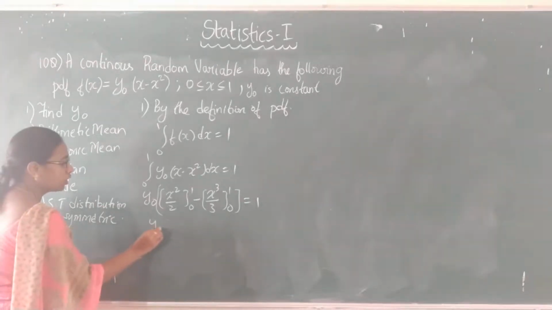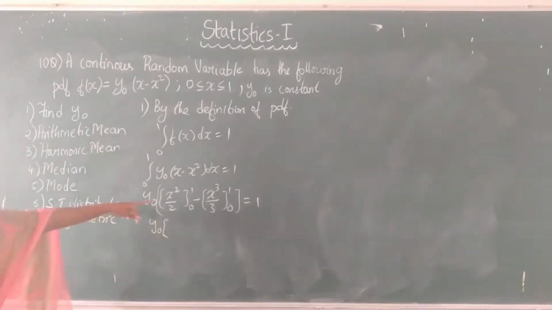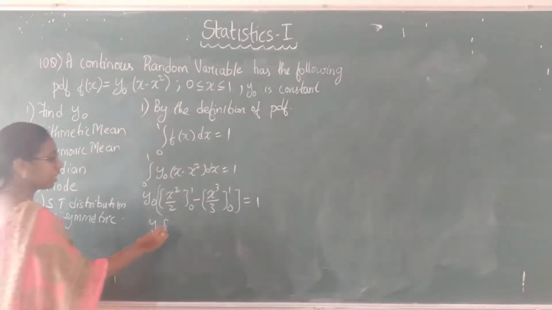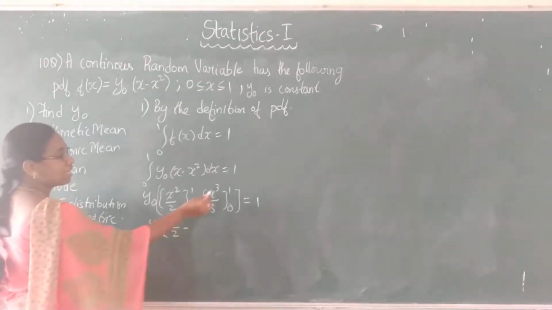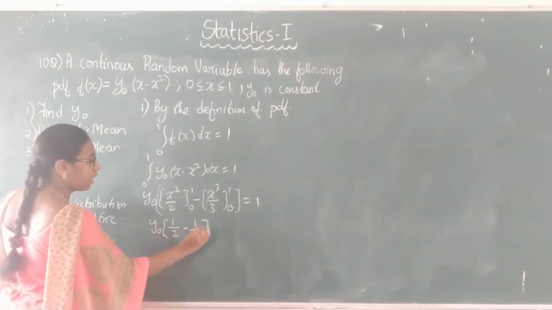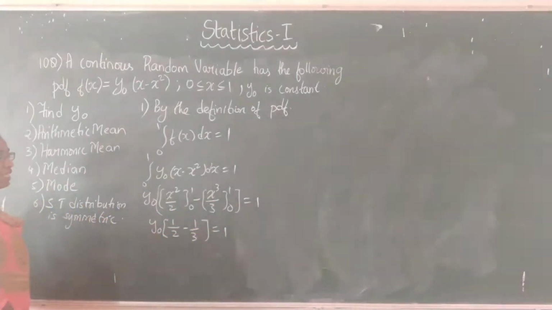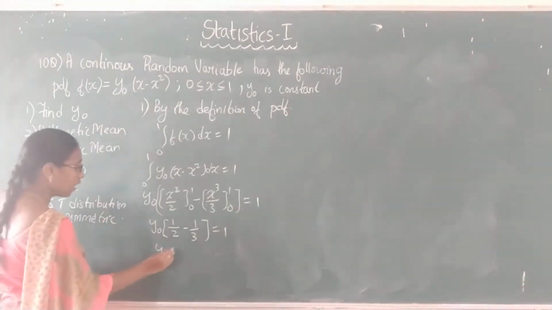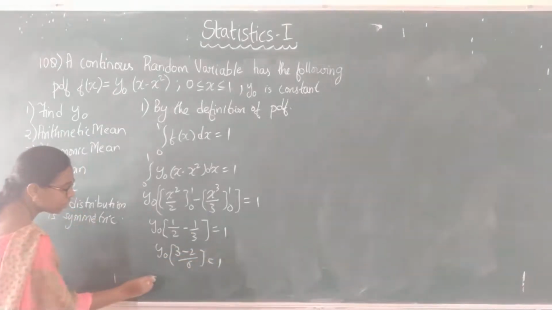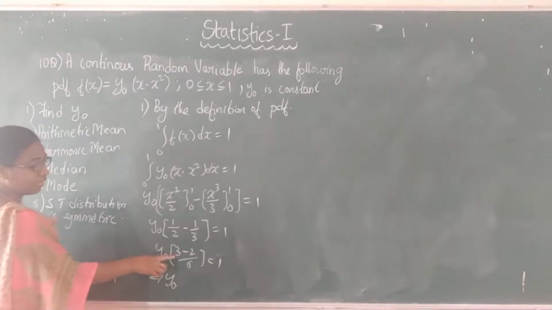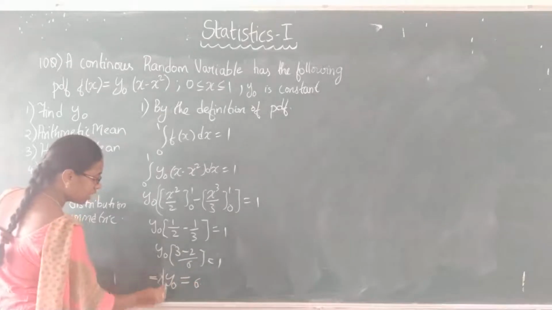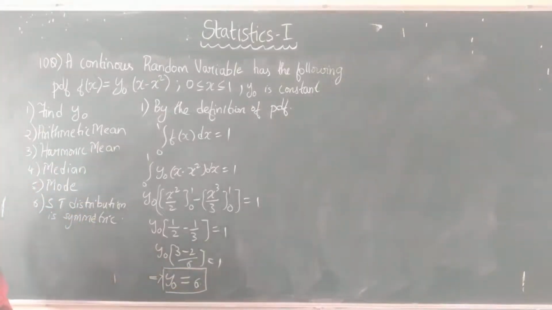Now y naught into, here the limits are 0 to 1. So 1 squared minus 0 squared is 1/2, minus, here also the limits are 0 to 1, so 1 minus 0 is 1/3, equals 1. So take the LCM. What is the LCM? LCM is 6. y naught into (3 - 2)/6 equals 1. So from this, what is the value of y naught we get? y naught into 1/6 equals 1, which implies y naught equals 6. So we got the constant value.